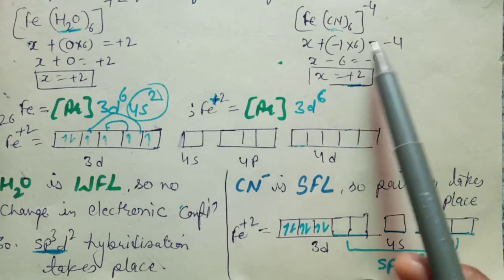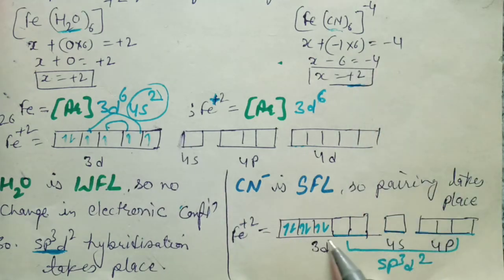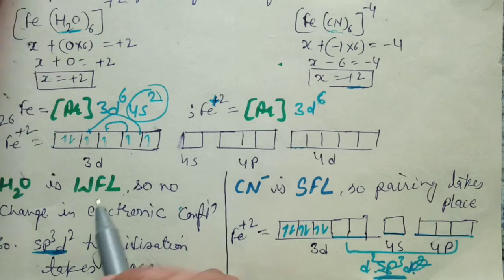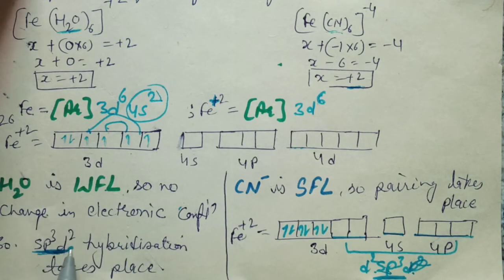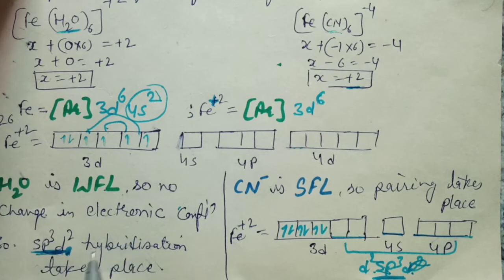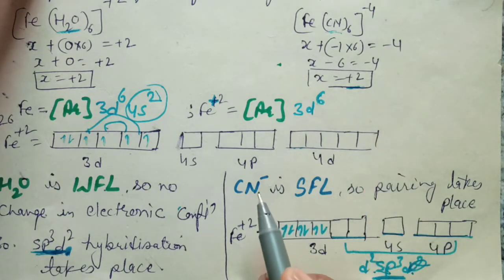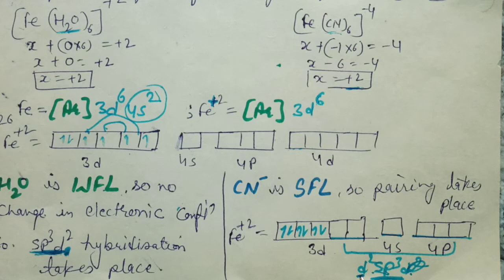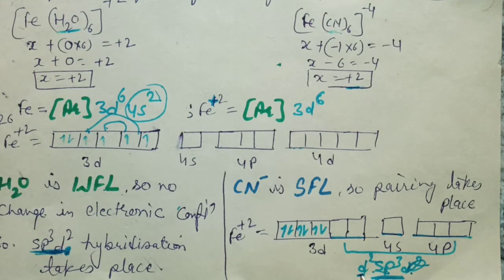While Fe(CN)6 4-, there is no unpaired electron, so the compound will be diamagnetic and colorless also. Here the hybridization in Fe(H2O)6 is sp3d2, meaning outer d orbitals take part in hybridization, so it is a high spin or outer orbital complex, while in Fe(CN)6 4-, due to the presence of CN-, inner d orbitals take part in the hybridization, so this is an inner orbital or low spin complex compound.